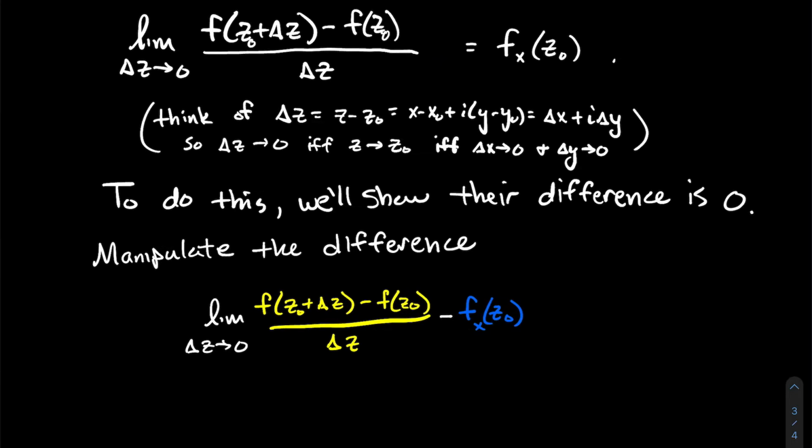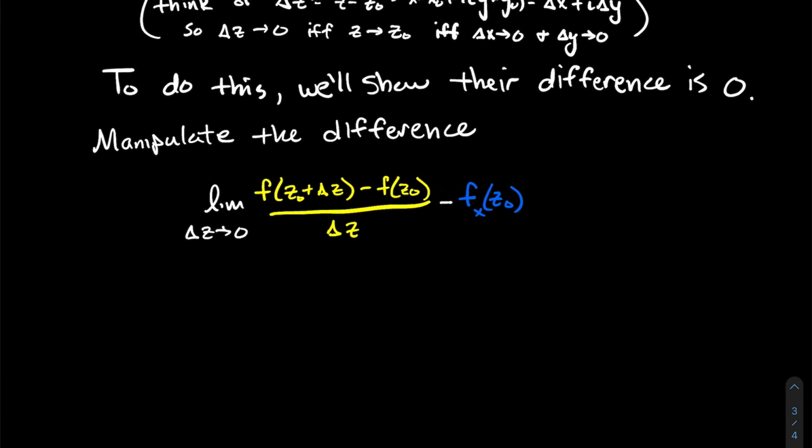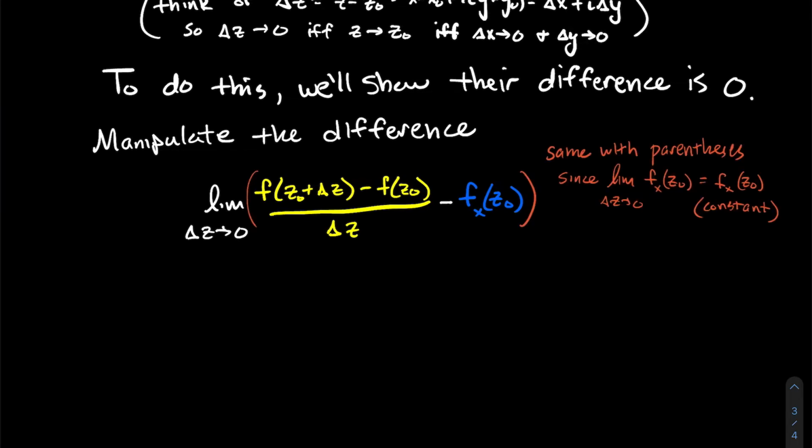And so here's what we're going to play with. We're going to rewrite the term in yellow, that difference quotient, in a funny way, and we're going to rewrite the term in blue, which is the partial with respect to x, in an even more funny way. And by the way, that limit is going to be the same thing as if you put parentheses around the whole thing, just because this is a specific complex number. You've plugged z0 into that partial derivative, so that's a constant.